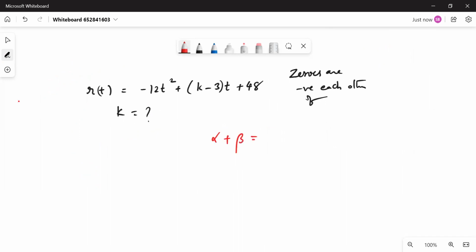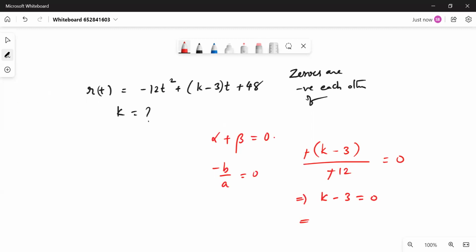Alpha plus beta will be equal to 0. You agree with me on this? Yes, sir. Now what is alpha plus beta, sir? Minus b by a is equal to 0. So minus of (k minus 3) by minus 12 is equal to 0. K minus 3 will be equal to 0. K value will be equal to 3. Correct? Yes, sir. That's all, sir.